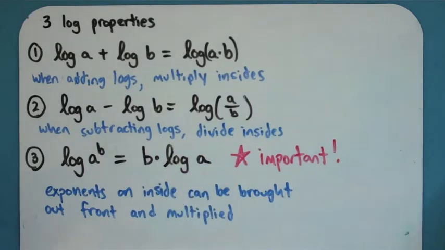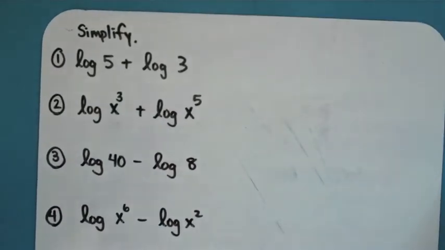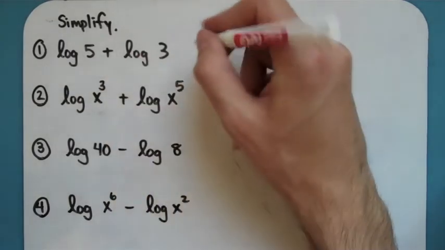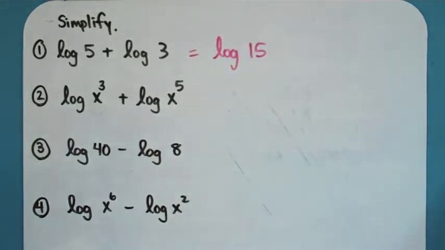In this video, though, all I'm going to do is show you how you can use these log properties to make things look a little simpler. So for my first problem, I have log 5 plus log 3. When I add logs, I multiply the insides. So if I do that, I will get log 15.